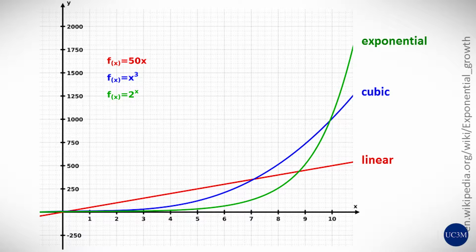We are interested in the asymptotic behavior. And we see that very soon the cubic function grows much faster than the linear one. And a bit later, the exponential function overtakes both and grows the fastest of all three. Of these three functions, linear is the best and exponential the worst.